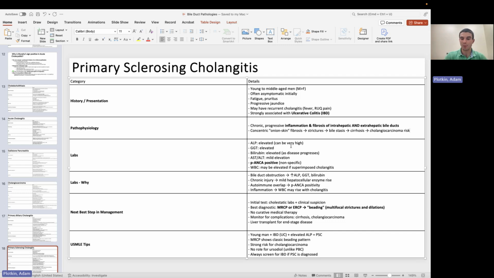So again, labs, ALP is often elevated, GGT is elevated, bilirubin is elevated as the disease progresses. AST and ALT are often elevated. PSC and UC love to run with P-ANCA positivity.